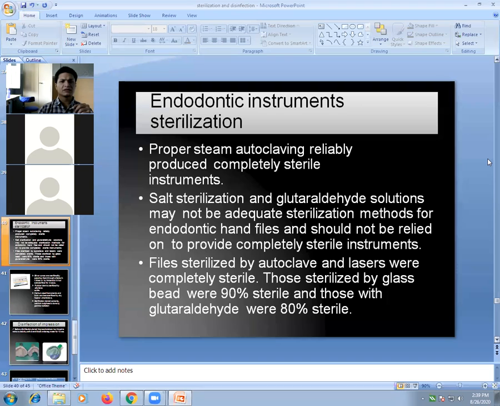Endodontic instrument sterilization: proper steam autoclaving reliably produces completely sterile instruments. Salt sterilization or glutaraldehyde solutions may not give adequate sterilization, but they provide good disinfection. Files sterilized by autoclave and lasers were completely sterile. Those sterilized by glass bead sterilizers were 90% sterile, and those with glutaraldehyde were 80% sterile. So you can use autoclaves, glass bead sterilizers, or glutaraldehyde formulations.